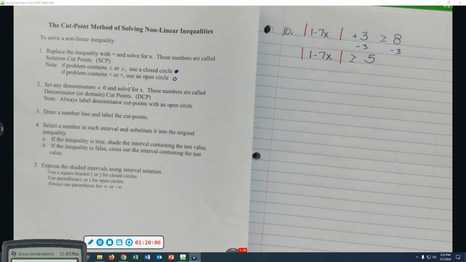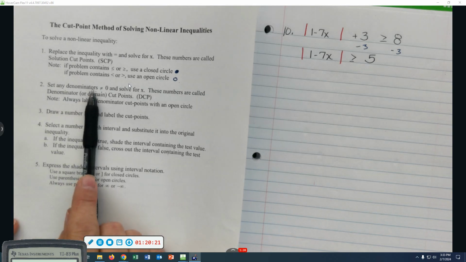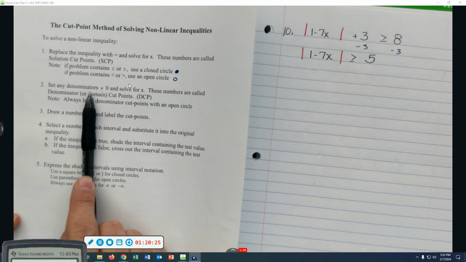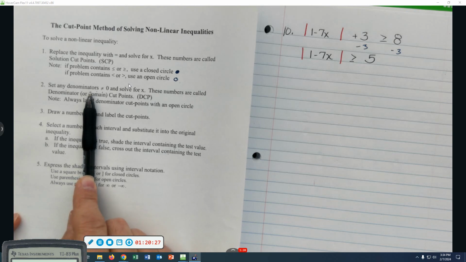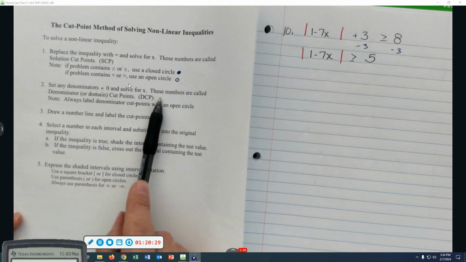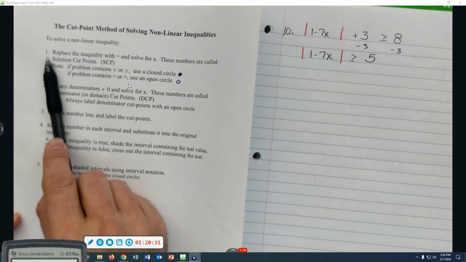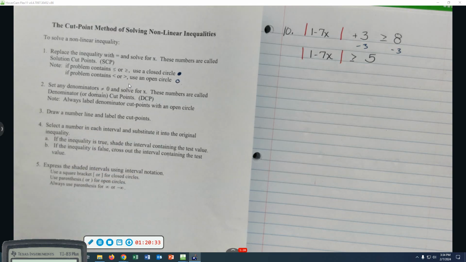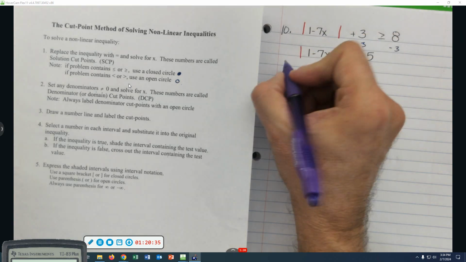But those rules fall apart on number 11 and 12. Okay? So why study some rules that'll do a few of them, but not all of them? The cut point method will solve all of them. Since I seem to always ask about denominator cut points first, do we have any denominator cut points? Do we have any denominators? So no denominator cut points. So step one, find those solution cut points.